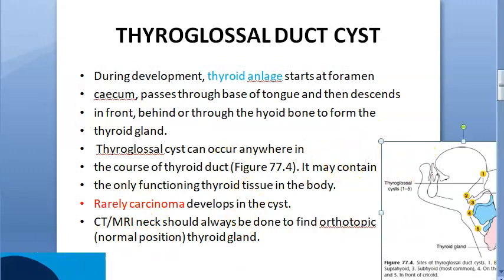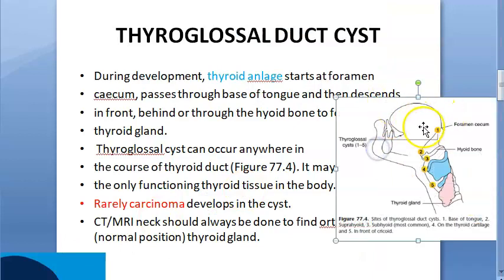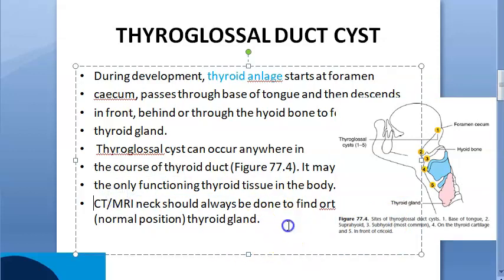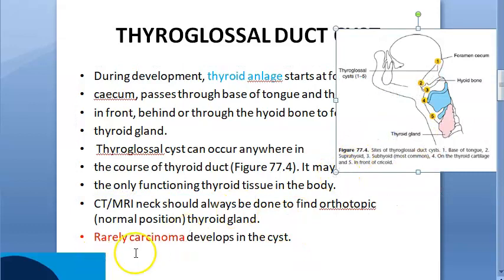Okay. So what did you understand so far, guys? So in these 5 locations it can be there, the thyroid cyst, thyroglossal cyst. Okay, and it can even contain the only functioning thyroid tissue, so you should be careful. So you should do neck CT or MRI to find the orthotopic position of the normal thyroid gland, right? And rarely carcinoma can develop in this person.